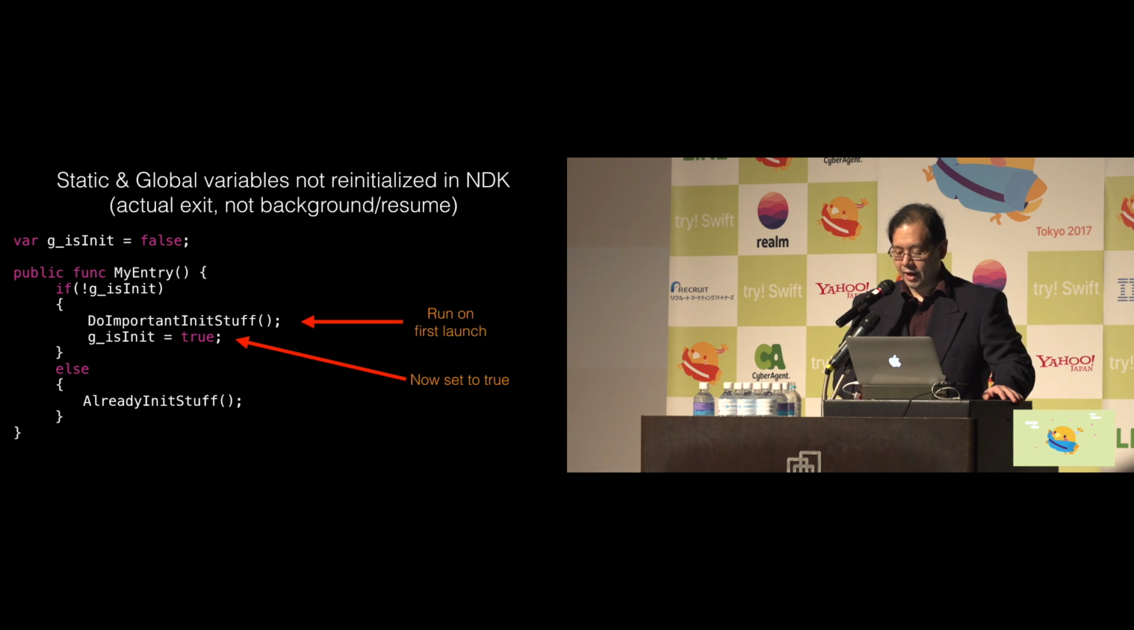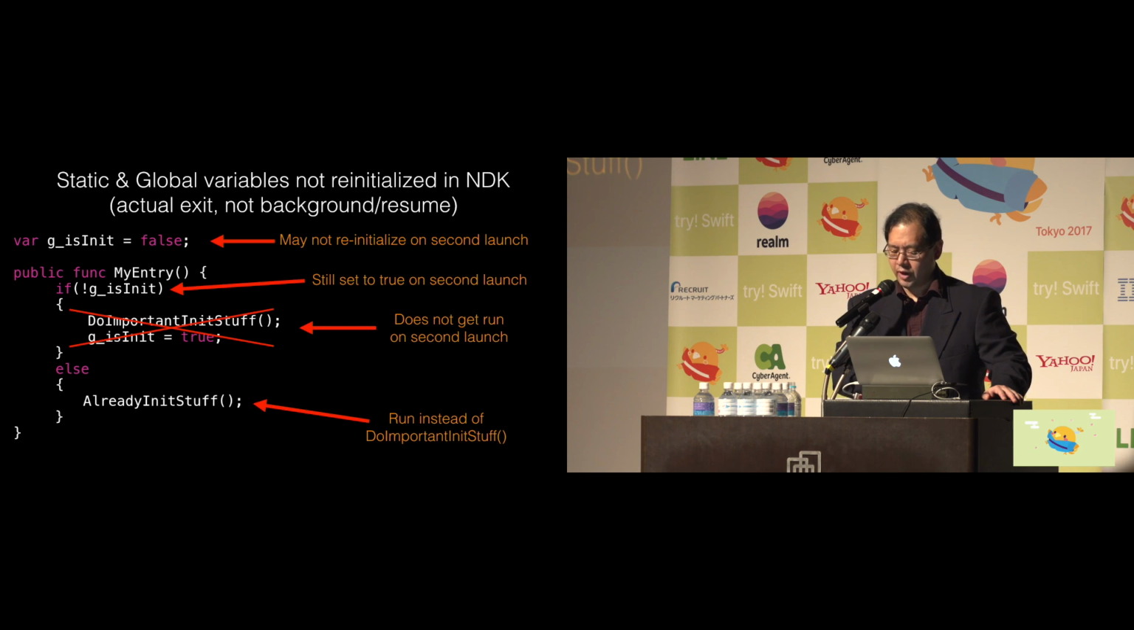In this example, I have a global variable called gisInit. It is initialized to false. You can see when we first run this program, the top block in the if-else gets run because our variable is false. We then set that variable to true. Now in Android, let's assume you actually exit the program with the back button, which is an Android difference compared to iOS.